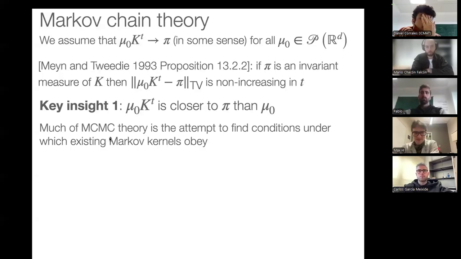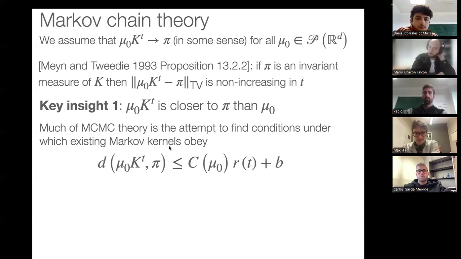And much of MCMC theory is actually the attempt to find conditions under which we can quantify how fast this distance goes down with t. So for instance, people want to find results that say the distance between the distribution of the t-th state of the Markov chain and the target decays at some rate r of t, pre-multiplied by a constant depending on the initial distribution, possibly plus some bias term as well.